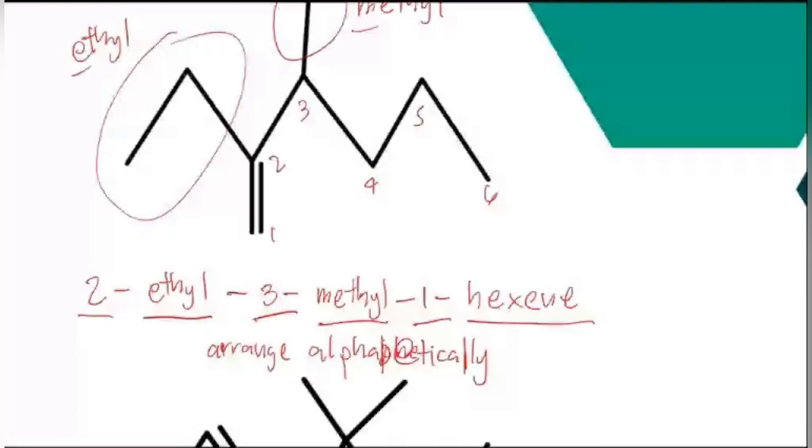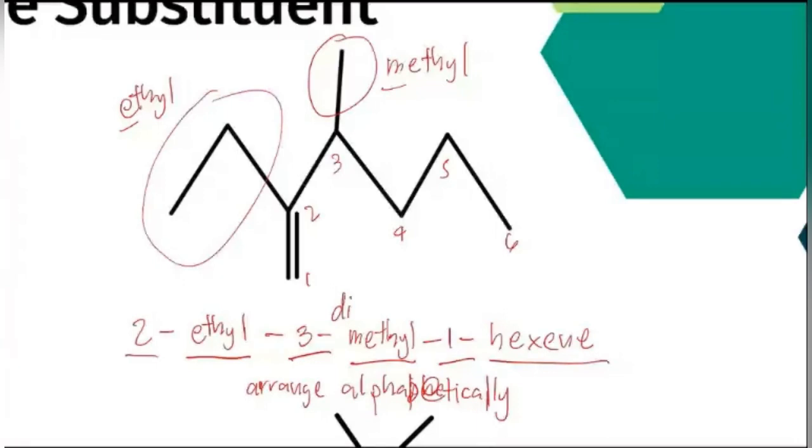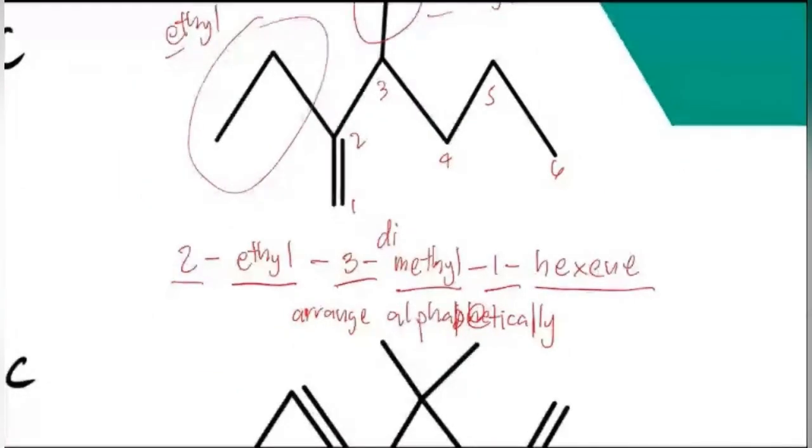Do not forget to arrange. If there are prefixes, you will disregard the letter in the prefix. You will always base it on the name of the alkyl. So in the case that we have dimethyl, we will not use D as our basis. We will use M as our basis in alphabetizing. So if that's the case, here you will see an example of that.